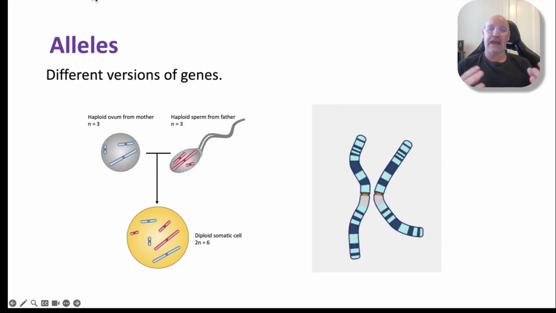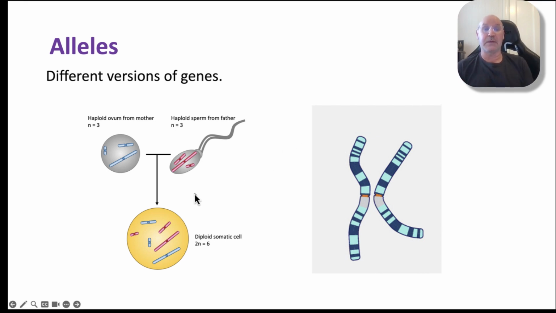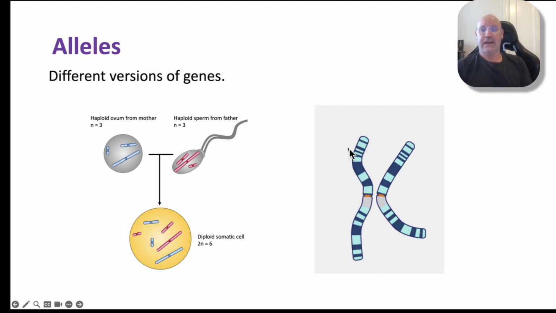So, of course, inheritance. What we're talking about here is that organisms inherit the genetic material from their parents. So we get half the genetic material from mum and half from dad, and that's in the form of chromosomes. So we end up with 2 homologous chromosomes for each of our chromosome numbers. And each of these homologous chromosomes have the same gene, but they may have different versions of the gene. And that's what we call alleles.